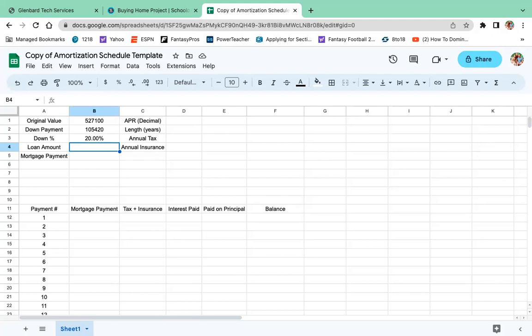Yep, so we're just going to do equals original value minus down payment. Hit enter and it'll do the math for us.